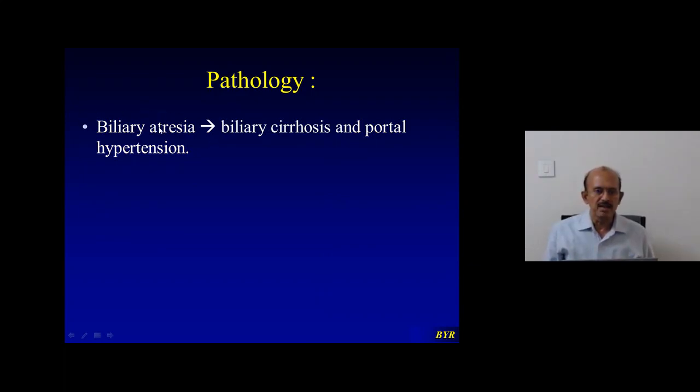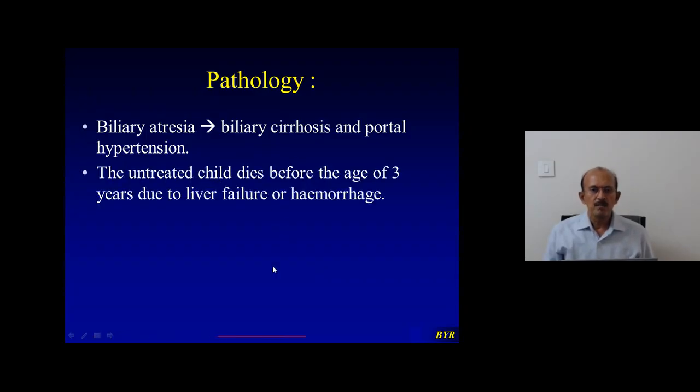Because there is biliary atresia, there will be stasis of bile in the ducts, and that will lead to secondary biliary cirrhosis, which later leads to portal hypertension. The untreated child dies before the age of 3 years due to liver failure or hemorrhage.